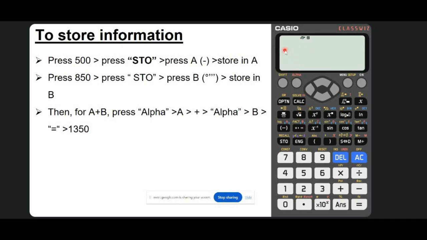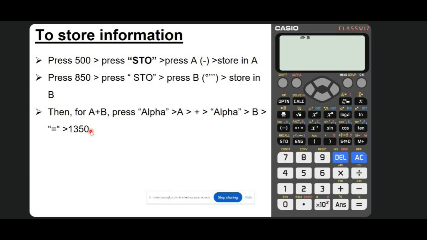So you will get A plus B on your screen. And then you press equal, and you will get your answer, 1350. Why? Because you already stored the 500 and 850 inside your calculator, so when you just press A plus B, you will get the answer for it.